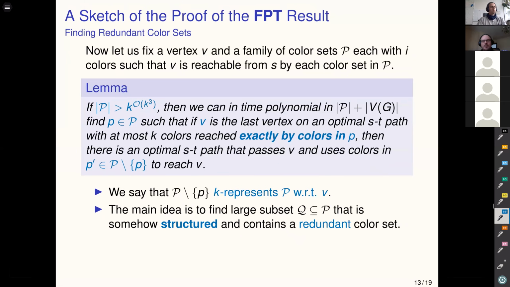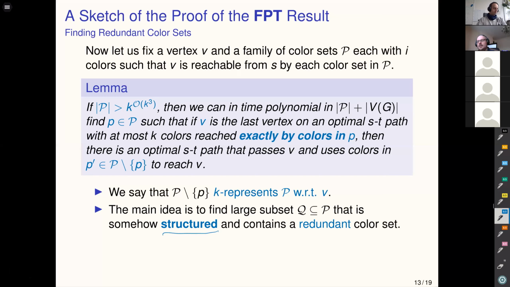Right, and basically the most important idea we needed to prove this lemma was, instead of trying to find this redundant color set or this irrelevant color set in the whole P, so in the whole family, we actually restrict ourselves to some subfamily of this family, for which we can show that it's structured, where the structure will be clearer a bit later in the talk.